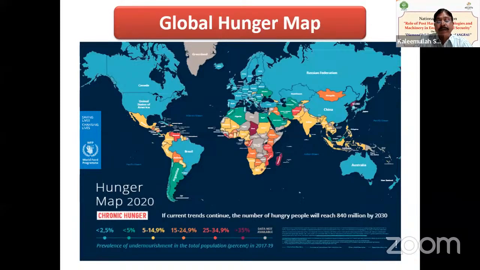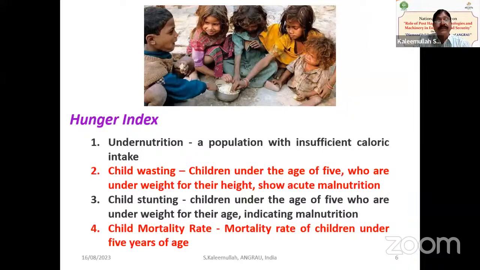of hungry people may reach up to 840 million by 2030. And this hunger index will be calculated based on different factors. Generally, they will take children under the age of 5 and look at different parameters, like undernutrition, child wasting, child stunting, and child mortality rates. Based on these, the hunger index will be calculated.